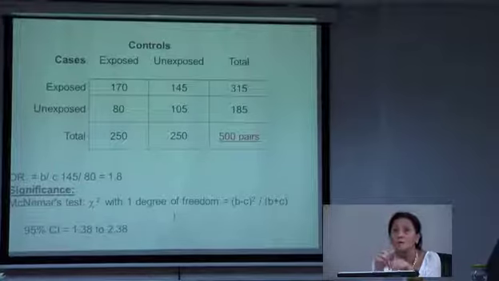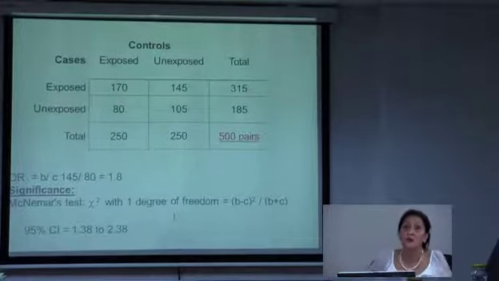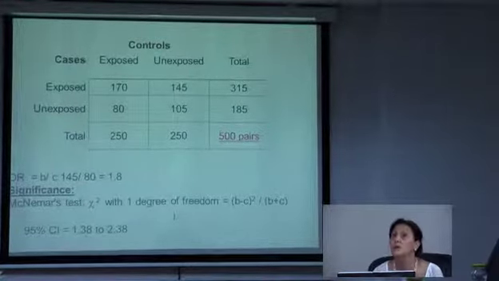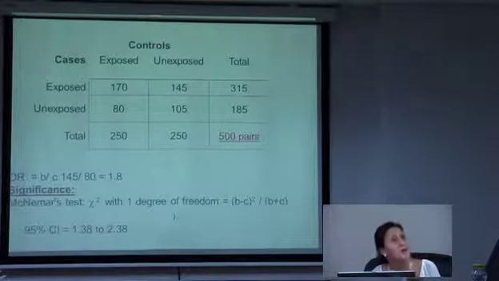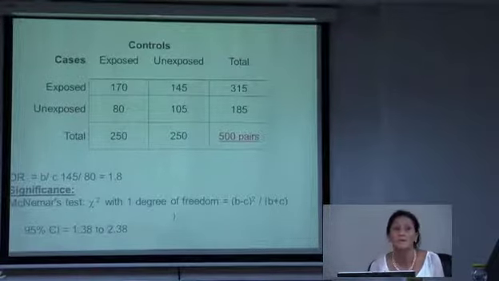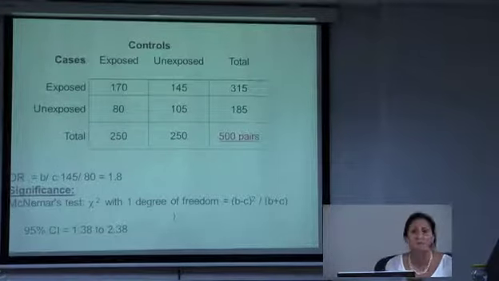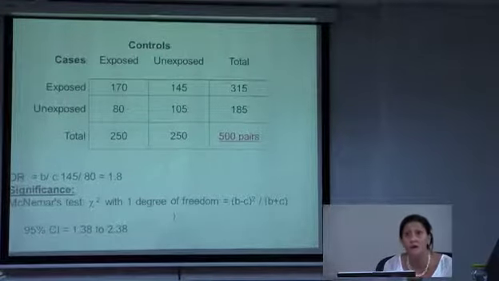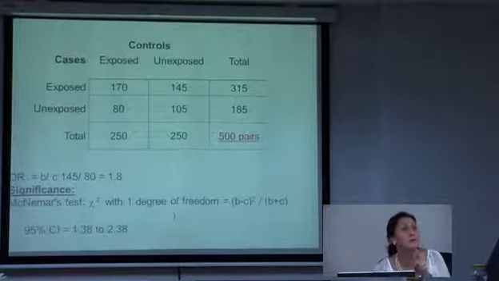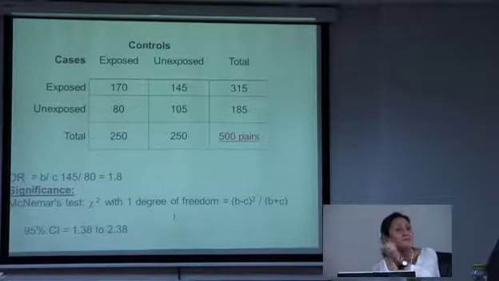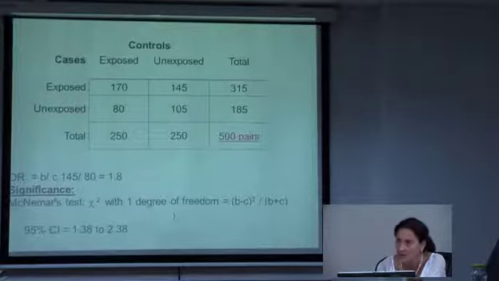So the OR is simply B over C, so 145 over 80 is 1.8. So the odds of exposure among asthmatics is 1.8 times that of controls. It's not a risk, it's not that they are more likely to develop asthma. It's the odds of exposure among those with asthma that is 1.8 times that among controls. Okay? Did you get me?